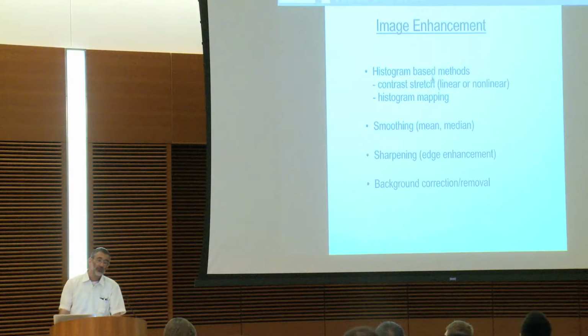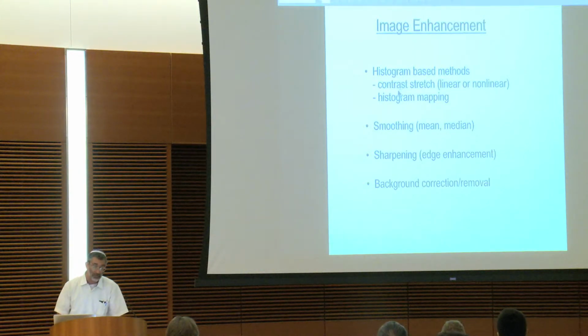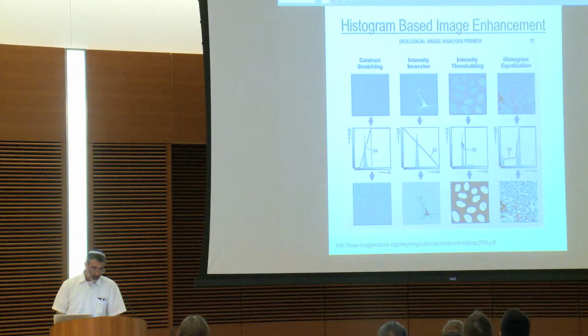Image enhancement methods are generally divided into histogram-based methods, thresholding and stuff like that, and contrast stretching. You might want to smooth the data if it's very noisy. We'll see examples. You might want to enhance edges, and you'll almost always need to do some sort of background correction. So let's take a look at some of those. Okay, in any case, this is an example of contrast stretching. I showed you that before, right?